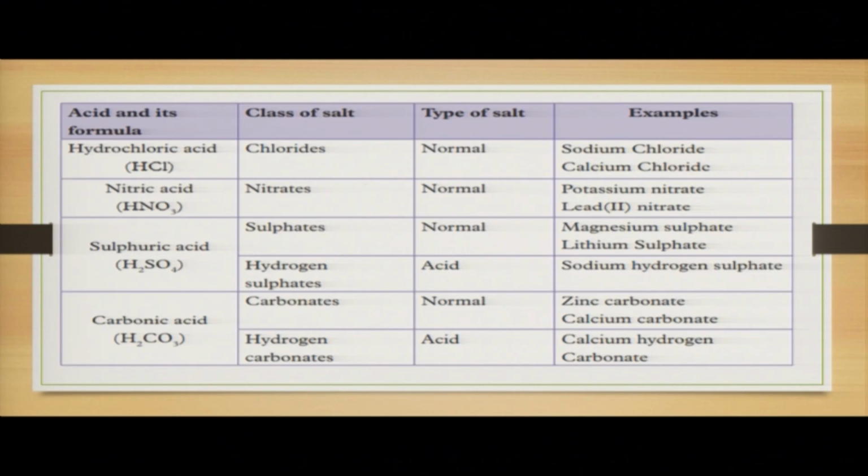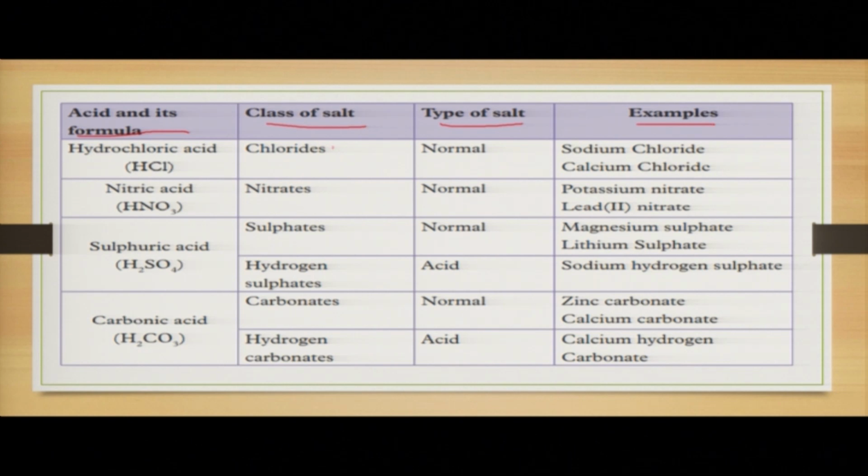And on the table, we have the acid and its formula. So we have the acid in the first column and its formula. We have the class of the salt. We have the type of the salt. And then we have some examples.